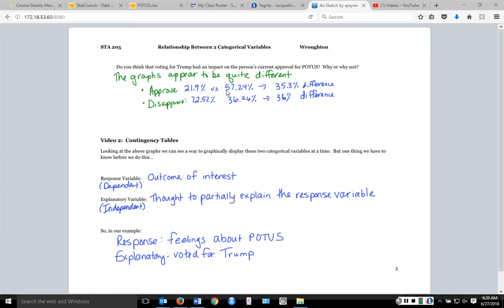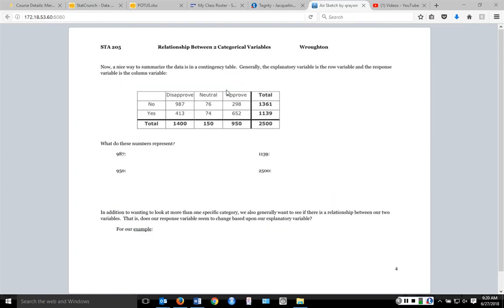I mentioned we were going to look at what's called a contingency table. That's what we have here next. It's just a nice way to summarize two categorical variables. Generally, the explanatory variable is the row variable. So by that I mean we defined our explanatory variable was if they voted for Trump or not. So this is no, they did not vote for Trump. This is yes, they did vote for Trump. So each row is going to be part of my explanatory variable. And the response variable is my column. So I have their feelings about the president, if they disapproved, were neutral, or approved.